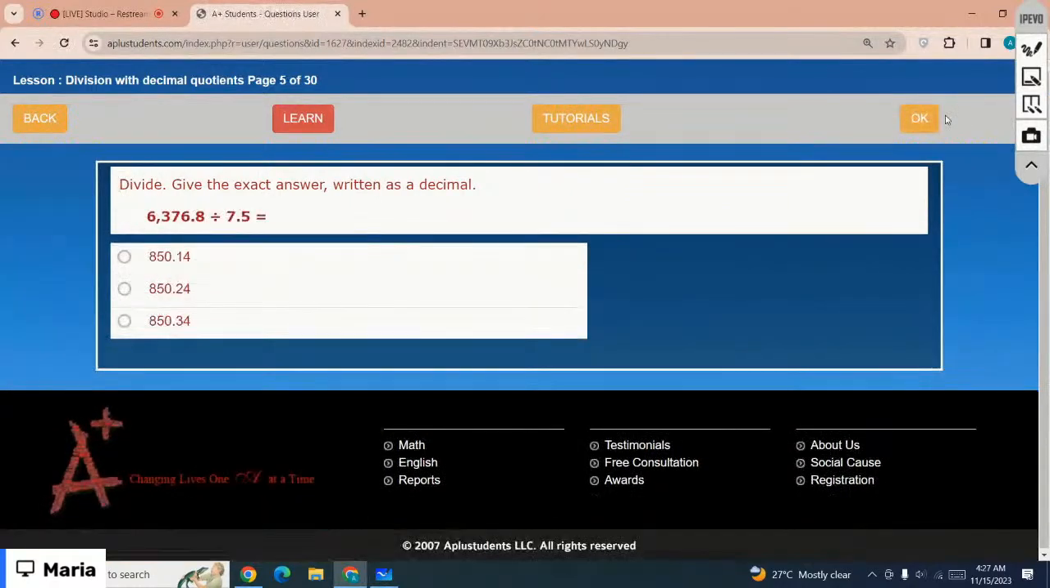Okay, you can complete the lesson by yourself later today. Let me just move on to the next lesson. So division with decimal questions is also very easy. Got it?